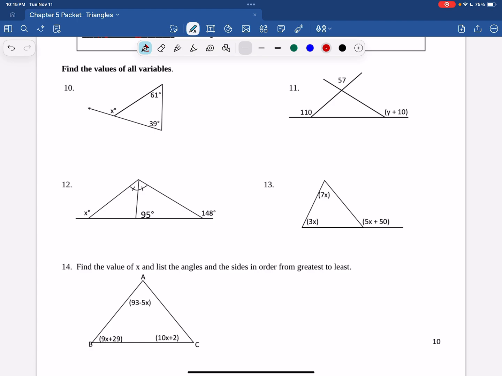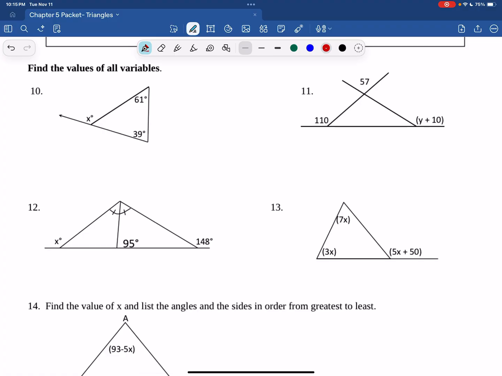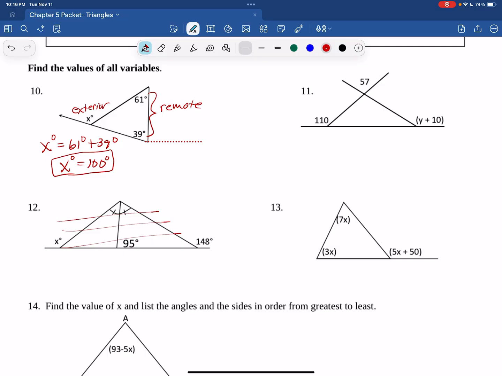So let's do example number 1. Okay, so example number 1, I've got here is the exterior angle right here. Okay, these are the two remote interior angles. So we know that angle X is equal to 61 degrees plus 39 degrees. So X is equal to 100 degrees. All right, and then we're going to skip number 48. We're not going to do number 48, but we are going to do 11 and 13.